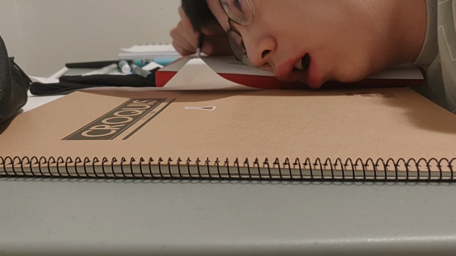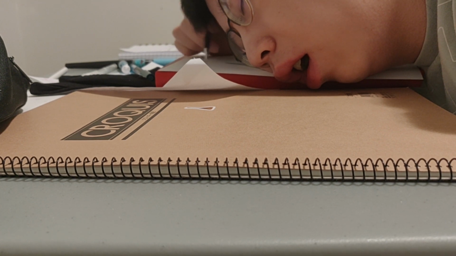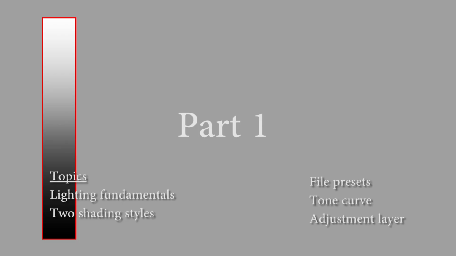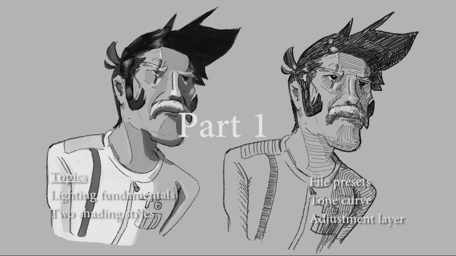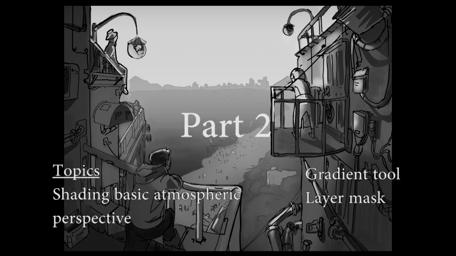So this is going to be a bit of a long video, and I'm going to divide it up into two parts. For the first part, we're going to go over the basics of lighting and why shading requires our brain. We'll go over a character shaded in two different styles and cover presets, tone curves, and adjustment layers in Clip Studio Paint. The second part, we'll go over landscapes and study basic atmospheric perspective. We will cover tips using Clip Studio Paint's gradient tool and layer mask to make shading landscapes easier. Timestamps will be listed in the description below.